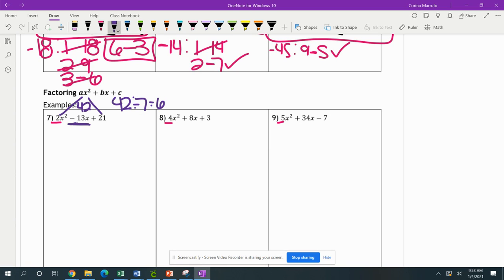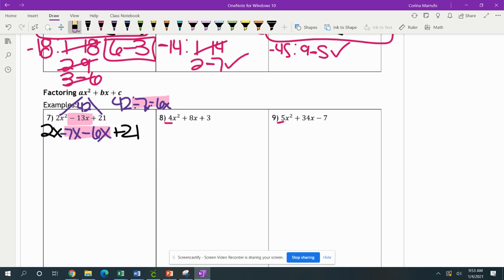Okay, so this one you do a little bit different than we did the last problem. Okay, instead of writing negative 13, I'm going to use these right here. I'm going to use negative 7x and negative 6x. Okay, so it's going to be minus 7x minus 6x. And then here I have plus 21. Okay, so all I did was swap out the negative 13x with the negative 7x minus 6x. Okay.